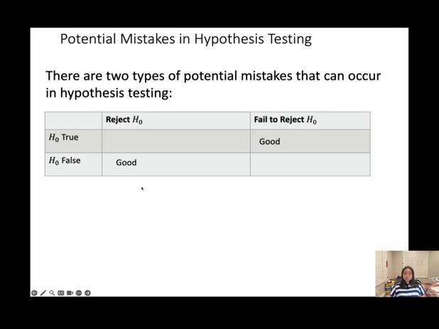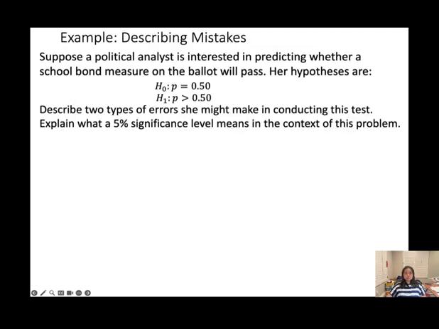But sometimes we may make a mistake. When the null hypothesis is true but we reject it, we believe the alternate hypothesis is true, so we make a mistake. The probability of doing this is called the significance level. Or sometimes the null hypothesis is false, but we fail to reject it. We believe it is true, so we make a mistake here.